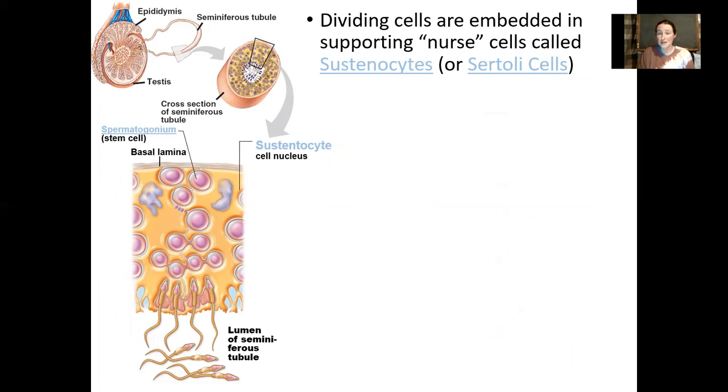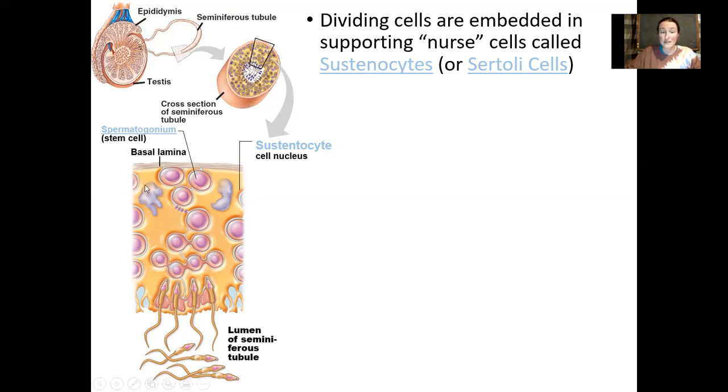These dividing cells are embedded within nurse cells, which are called cystenocytes or Sertoli cells. For a little bit of a prettier diagram here, right? So here's the testis. Pulling one of these seminiferous tubules out, we can see that it is this ring structure with yellow making up the main body of the tubule. The white in the center is the lumen. On the edge of the seminiferous tubule, this is where the process of spermatogenesis begins. And then the cells divide and divide and divide and mature and ultimately are pushed down into the lumen of the tubule.